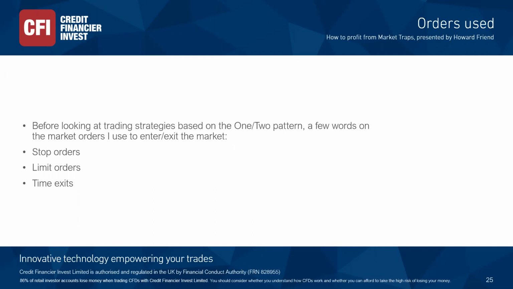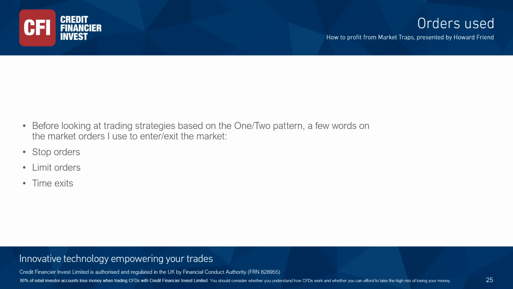Okay, so before looking at the trading strategies that I build around One-Two, let's just talk a little bit about how to enter and exit the market. So basically, with all of my strategies, systems, algos, whatever you want to call them, I always enter on a stop. I always use stop orders to enter my positions. I don't use limit orders to enter my positions. Many people do. The reason being that what I'm doing is I'm buying strength. When the market goes up, I want to buy it. When it goes down, I want to sell it. I want to go short.